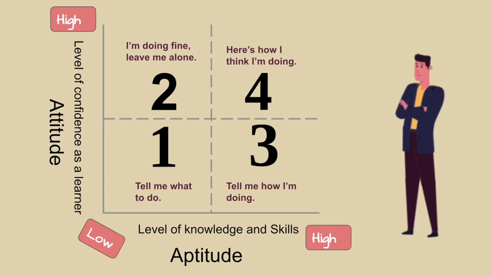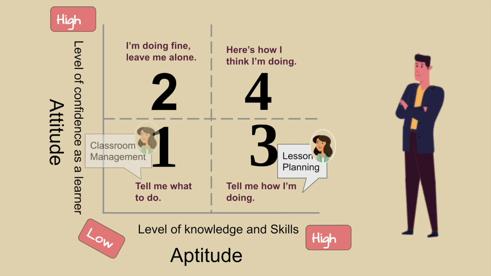For example, this teacher has high skill and knowledge, yet low confidence for planning lessons. She has high aptitude and low attitude and falls into quadrant 3. Also keep in mind that the same teacher can be in different quadrants for different traits. For example, this teacher is in quadrant 1 for classroom management, quadrant 2 for assessments, and as we discussed earlier, quadrant 3 for lesson planning.